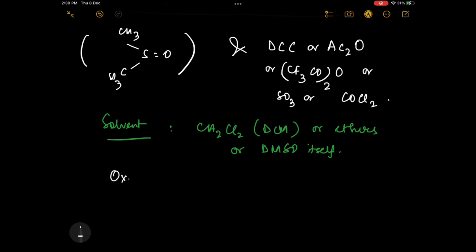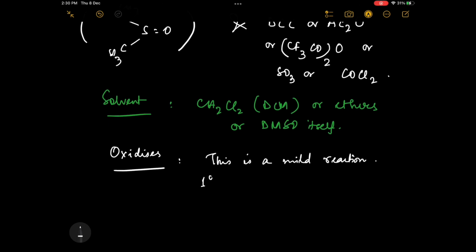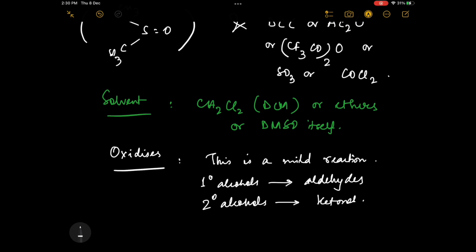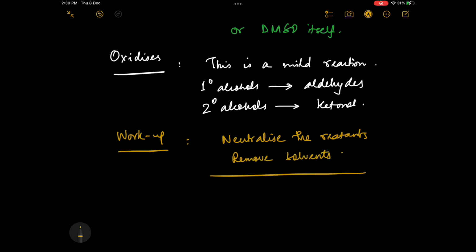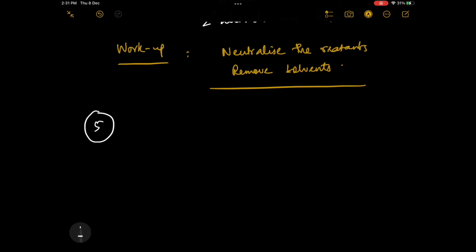Now the solvent that is used here is CH2Cl2, which is DCM, or ethers, or DMSO itself can also be used as solvent. This is actually a milder reaction than the previous two. Here also the oxidation that happens is of 1 degree alcohols to aldehydes and 2 degree alcohols to ketones. The workup procedure is that first we have to neutralize the reactants, and after the neutralization we can remove the solvents to obtain the products.